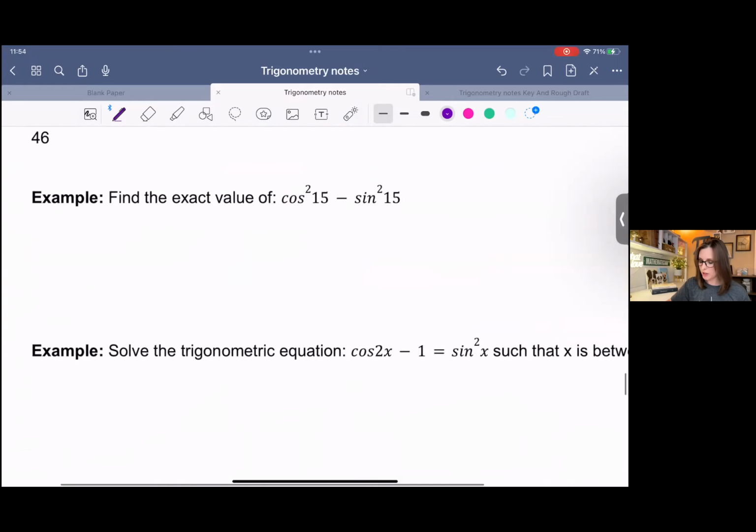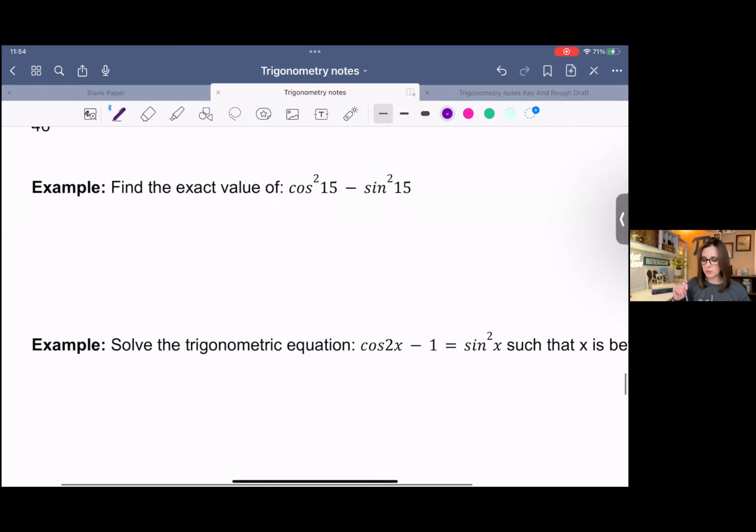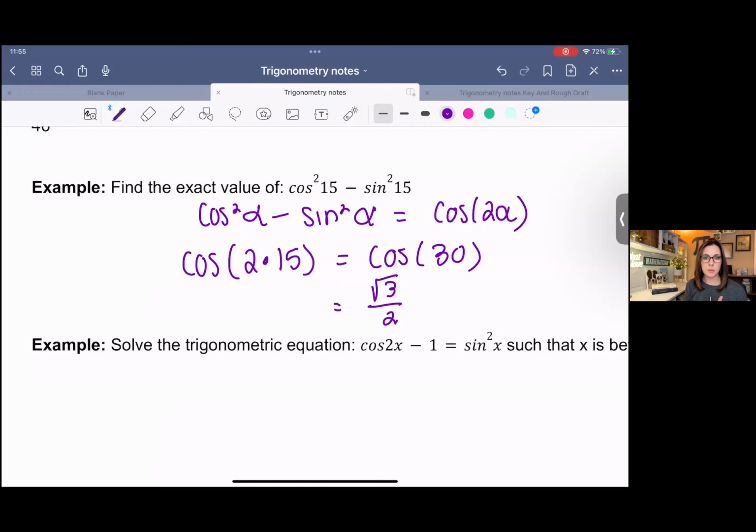Find the exact value of cosine squared 15 minus sine squared 15. We don't know cosine 15 or sine 15. So let's reverse engineer this, use your identities, and try to solve this one on your own. Pause it, try it, come back and check. This one is going to be the double angle identity for cosine. It matches up with the cosine identity, so it's going to be cosine 2 times the angle. So 2 times 15 is 30. Cosine of 30 is positive square root 3 over 2, and that's it.